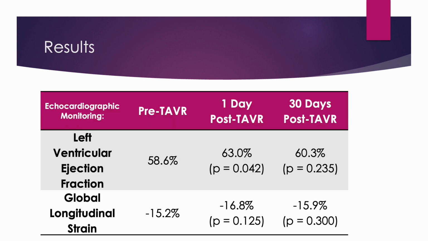As you can see in our results table here, there were 18 patients that met the inclusion criteria. After TAVR implantation, the valve gradients and area significantly improved. Left ventricular ejection fraction had a statistically significant increase from 58.6% to 63% at 24 hours post-TAVR. There was a notable but not statistically significant increase in left ventricular ejection fraction at 30 days, in which overall the ejection fraction went from 58.6% at baseline pre-TAVR to 60.3% at 30 days post-TAVR implantation.